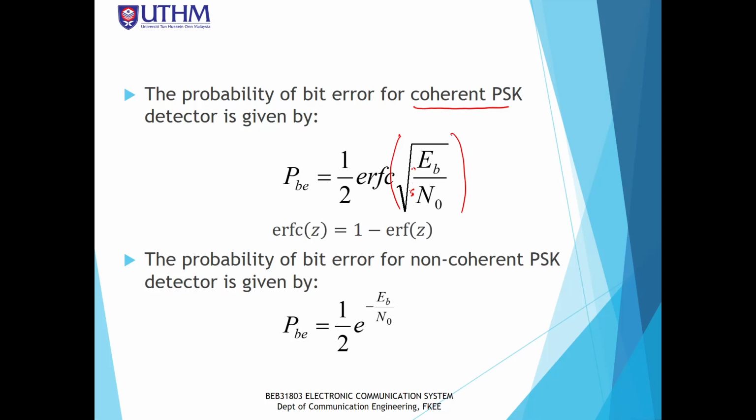For the non-coherent PSK, it is based on the exponent equation: 1 over 2 e to the power of minus Eb over N0. Again, there's no 1 over 2 inside the exponent. So that's the difference between PSK and ASK and FSK.